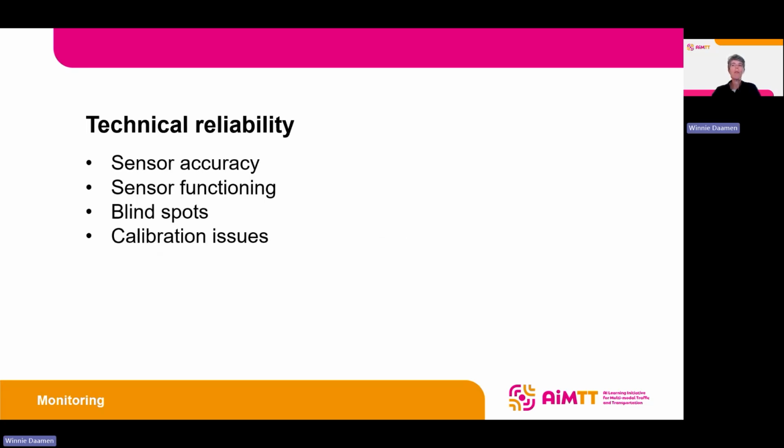Technical reliability is one of the quiet challenges in monitoring. Even good sensors have limits. Accuracy can drift, cameras can freeze, a wireless system can get overwhelmed when thousands of devices appear at once. Blind spots are another issue. A camera blocked by a flag or lighting rig can make a busy corridor look empty.